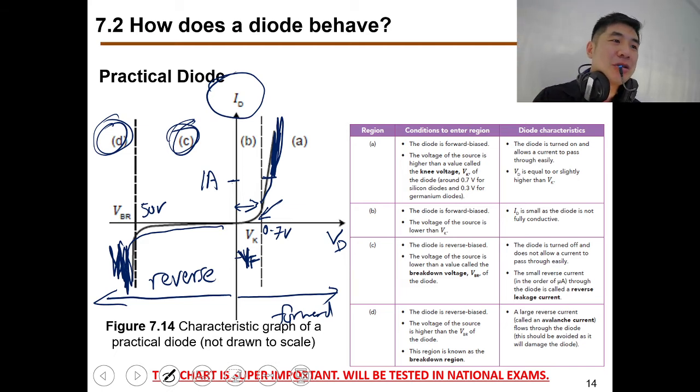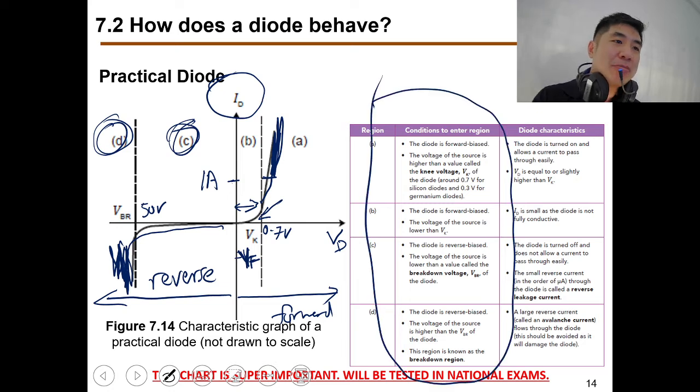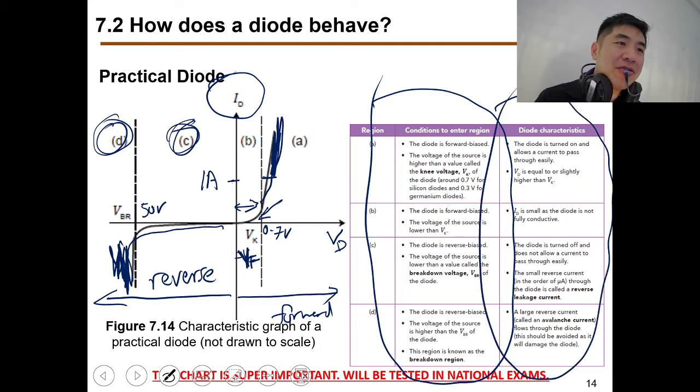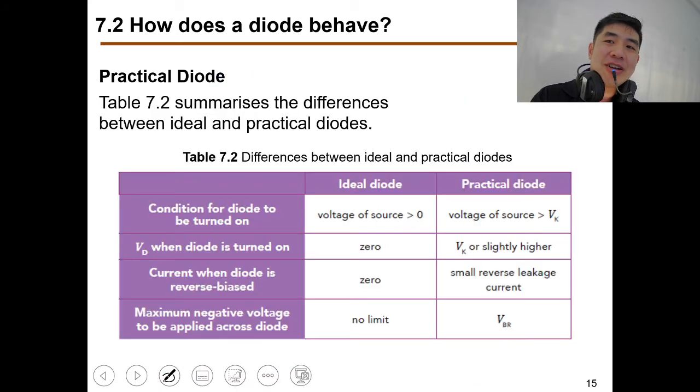That's not normal. But you still must know what happens to a diode when it's pushed beyond its breakdown region, the breakdown voltage. For more details, you can read this stuff here, which is very long, but basically it's just what I just mentioned. And this part here also. You can go into detail and read this on your own. Okay, next. Let's move on.